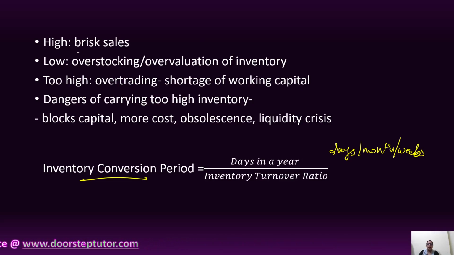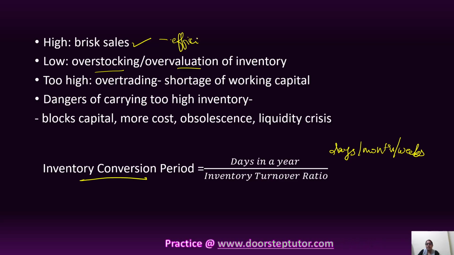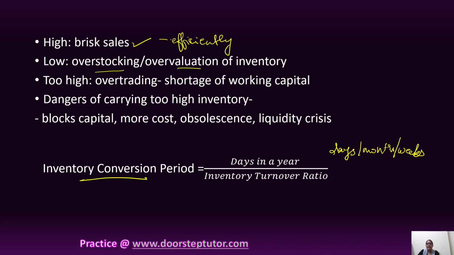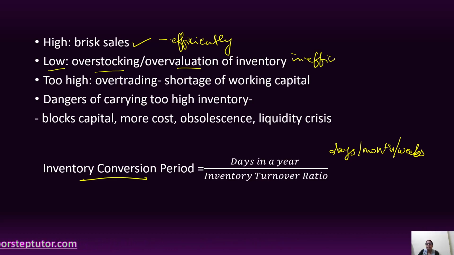Then, the higher the ratio, the better the sales. A lower inventory turnover ratio might mean overstocking or overvaluation of the inventory. A high ratio means the inventory is efficiently managed, while if it is low, it is inefficiently managed.